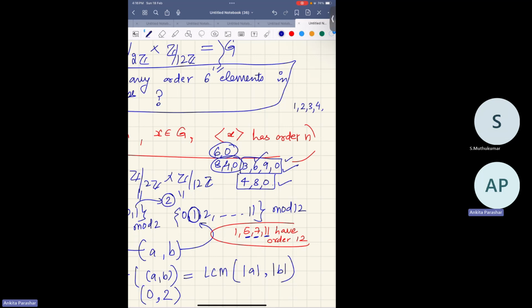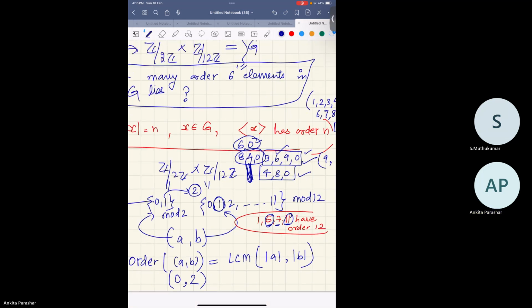4 has order 2, it is also done, so it is not of order 6. 5 has order 12, it is also done. 6 has order 2, it is done. 7 has order 12, it is done. 8 has order 3, it is done. 9 has order 4, it is done. 10 is left. 11 has order 12. So just 10 is left, which has order 6.